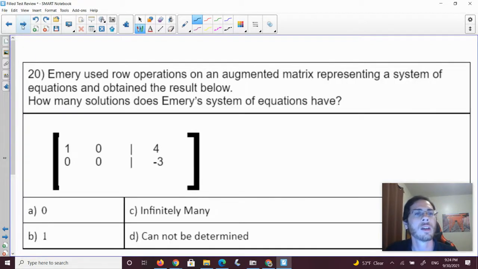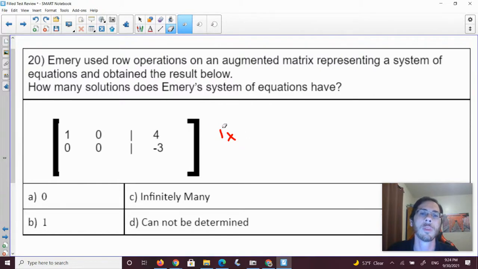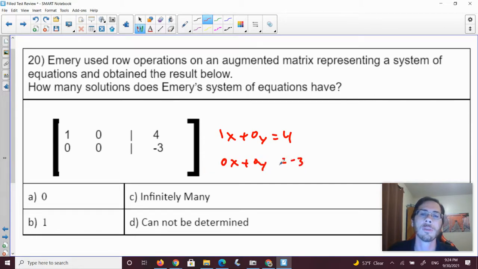All right. Last one, number 20. MRE is using row operations on the augmented matrix representing a system of equations and obtains the result below. How many solutions does MRE's system of equations have? So MRE's system of equations says that 1x equals 4. Well, let me write it as 1x plus 0y equals 4. Let's make the zeros have meaning. And 0x plus 0y equals negative 3. Well, from the top equation, that's pretty nice. I can tell that x equals 4.